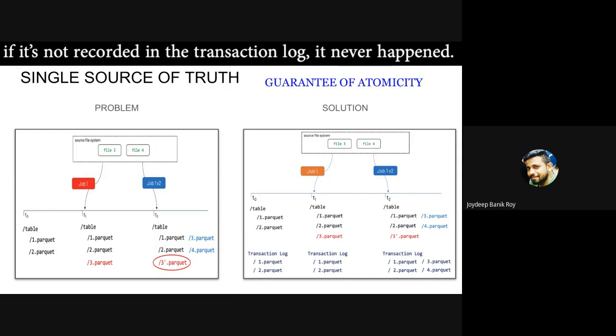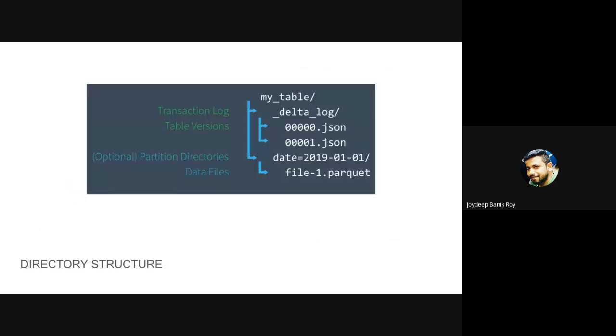Okay, this is the main intuition behind it. This is how it gives you the guarantee of atomicity. So next, let's look at the directory structure, how it looks.